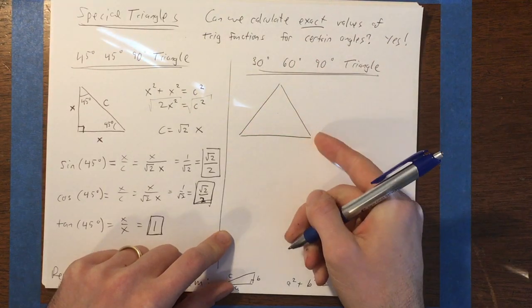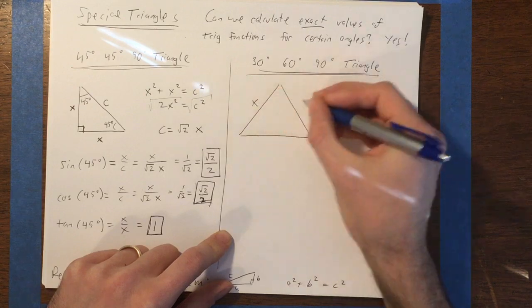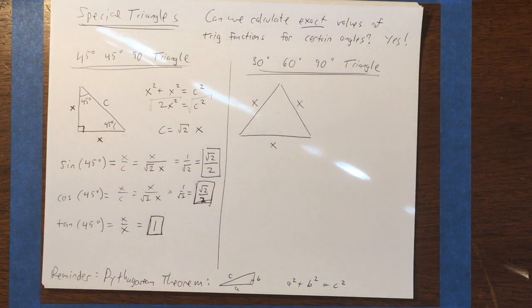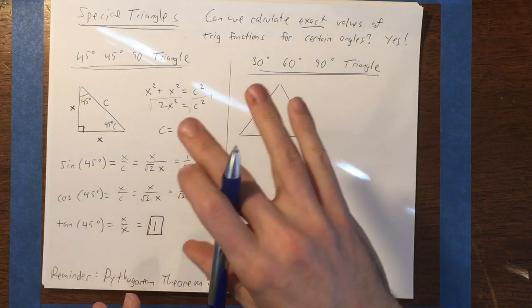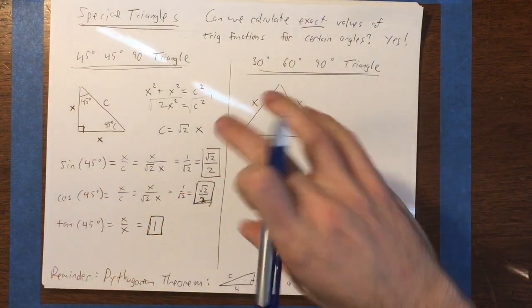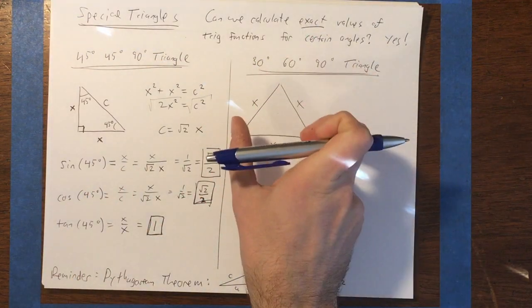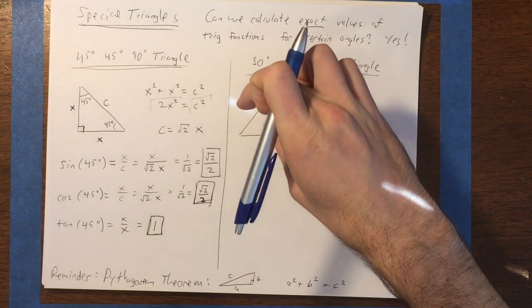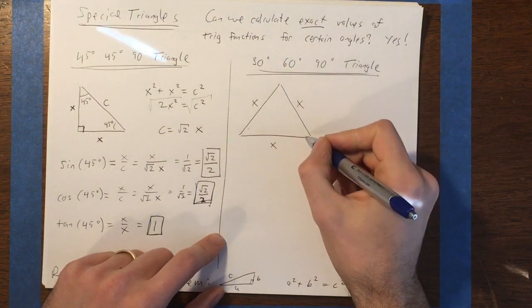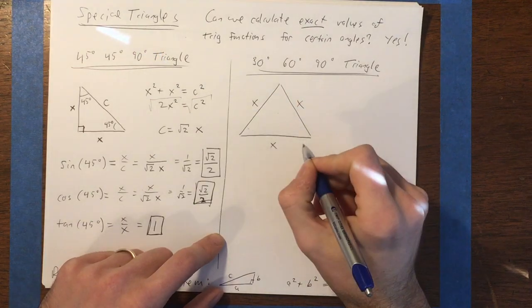An equilateral triangle is a triangle where all three sides are the same length. So I'm going to label all sides as length x. Now, if all sides are the same length, it has to be radially or rotationally symmetric. So if you rotate it and make it line up with itself again, then it must be the same triangle, which means all three of these angles have to be equal to each other.